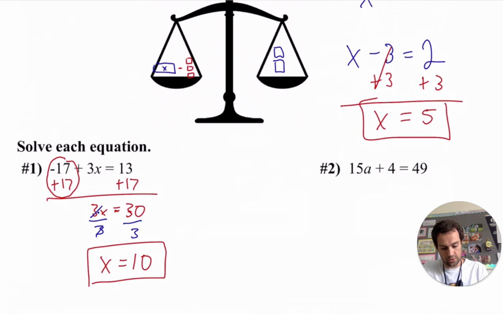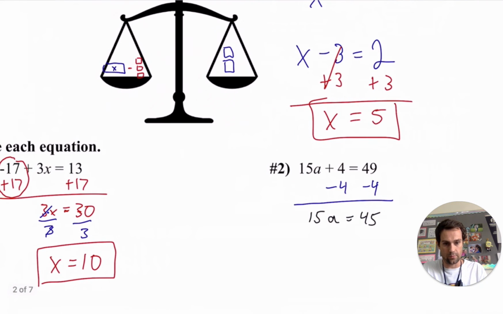So number 2, our first step, step 1, we take the inverse operation of 4, which is negative 4. So we will have 15a equals 45. And the inverse operation of, oh, you can't see that. The inverse operation of 15 and a, well, it's being multiplied, so the inverse operation is divide. So we will divide this side by 15. We will divide this side by 15. A is equal to 3.